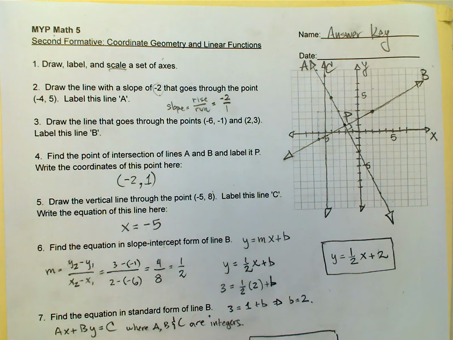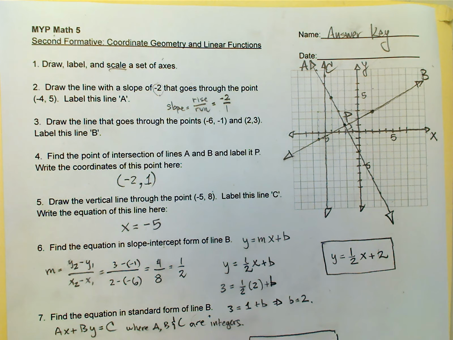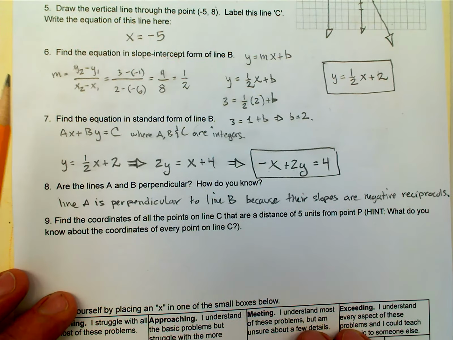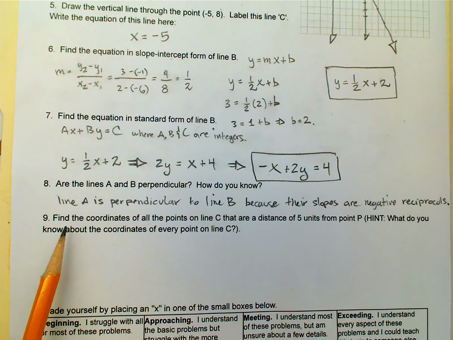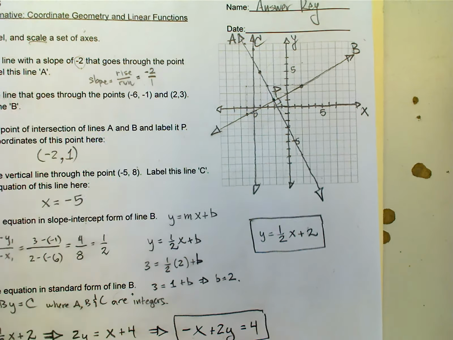This is part 3 of my videos about this problem set about coordinate geometry and linear functions. And the very last problem on this set asks us to find the coordinates of all the points on line C that are a distance of 5 units from point P. So here's line C.